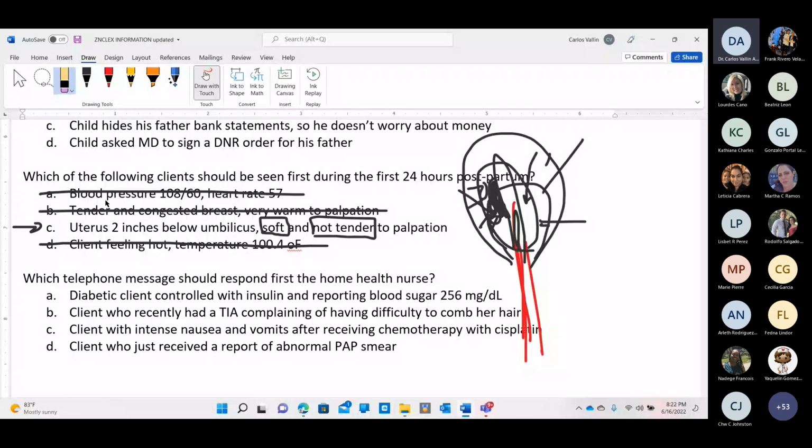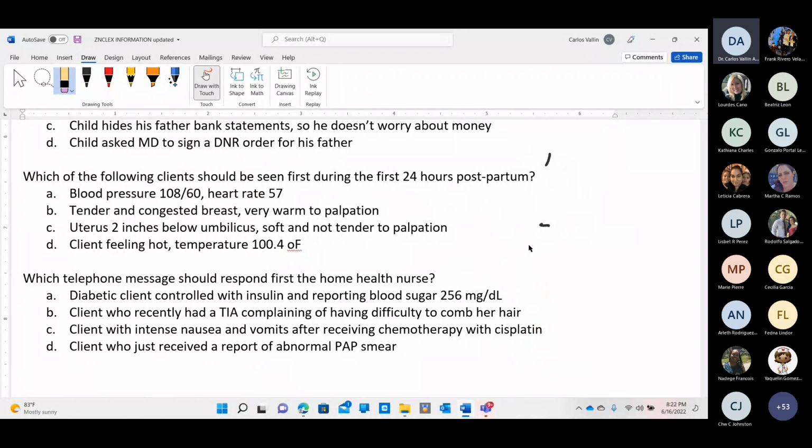Okay, so take care, because it is a tricky question. You know, it's a tricky question. But notice that if we are knowledgeable, and this is important to incorporate, about the expected findings after birth, after delivery, we can reach the answer.